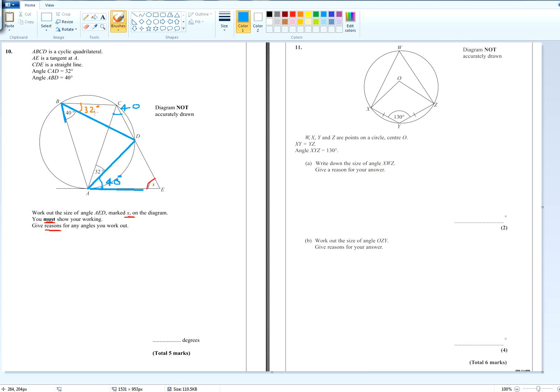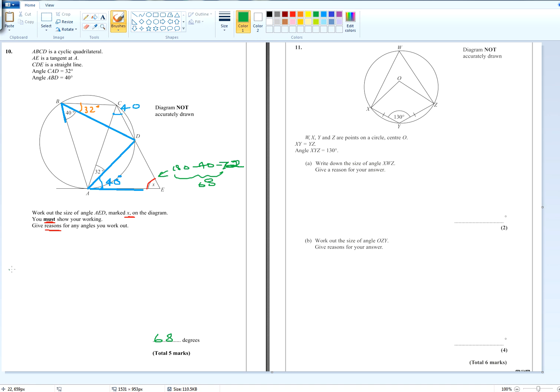Now, if we know that this is 40 and this is, what's this angle here? This one? 72. Can we work out X now? Yes, we can. Okay, somebody give me the value of X. So X is going to be what? 180 minus the 40 minus, is it 72? Yes. Minus 72. It's going to be 68. So we've got quite a bit of explaining to do here.